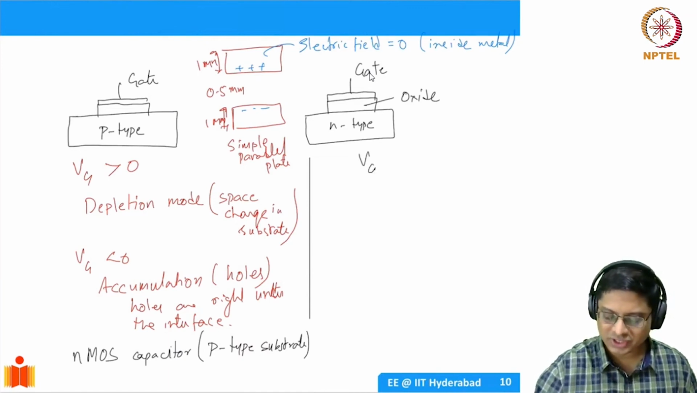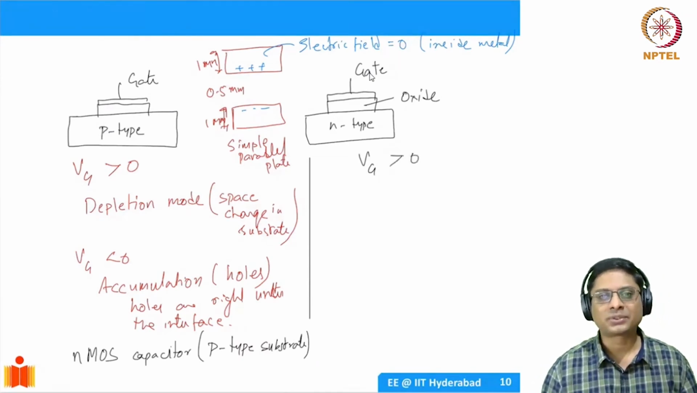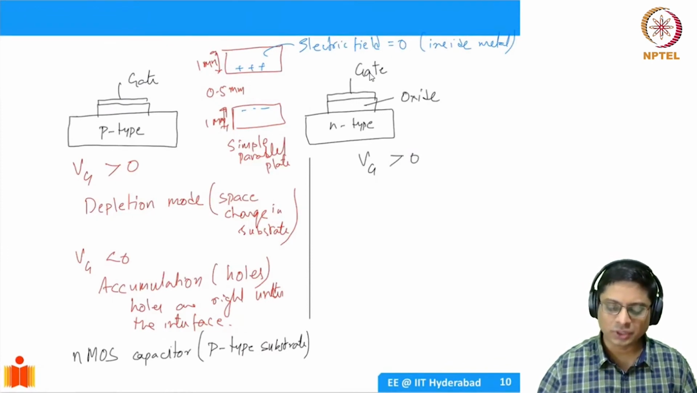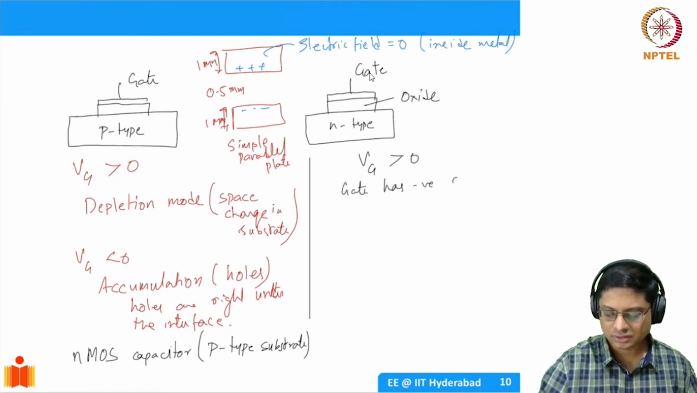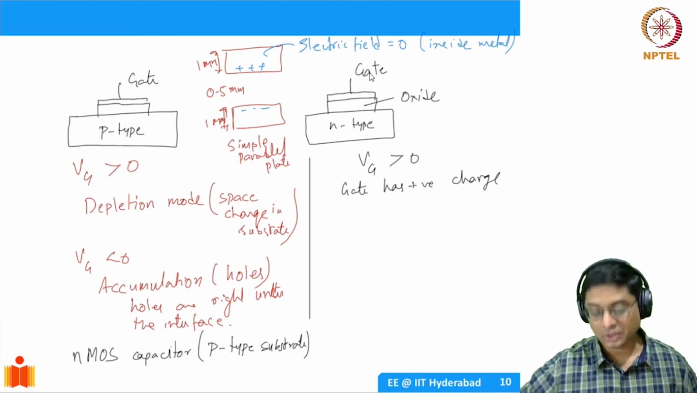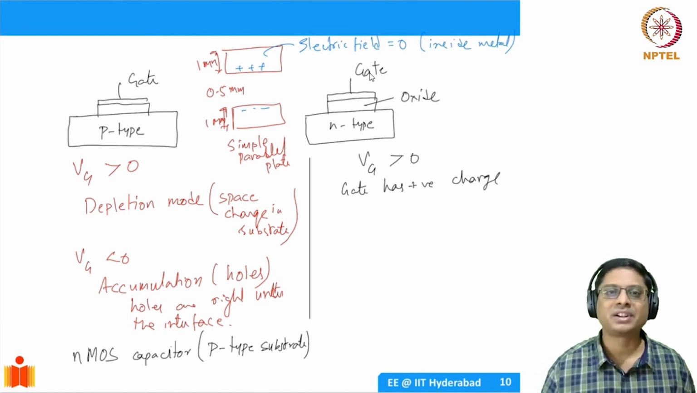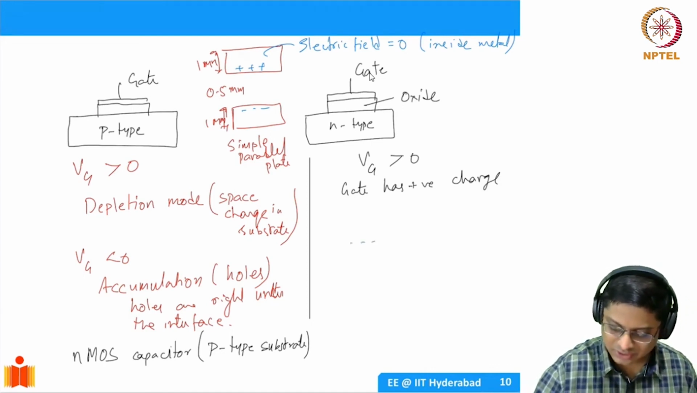If I have an n-type substrate, what happens when my gate voltage, VG, is greater than 0? Well, gate voltage is greater than 0, so I'm going to have positive charge on the gate, right? So the substrate should have negative charge. Where will the negative charge come from? Well, there are lots of free electrons. N-type semiconductor has lots of electrons. So you'll end up getting negative charge at the surface.